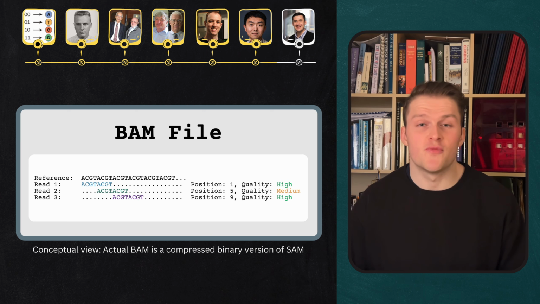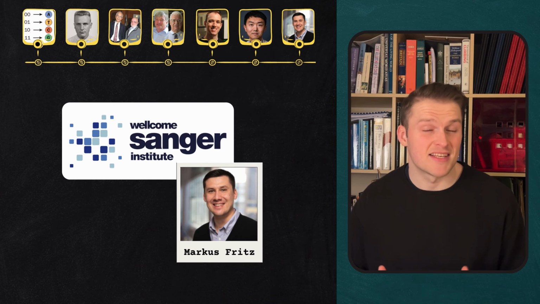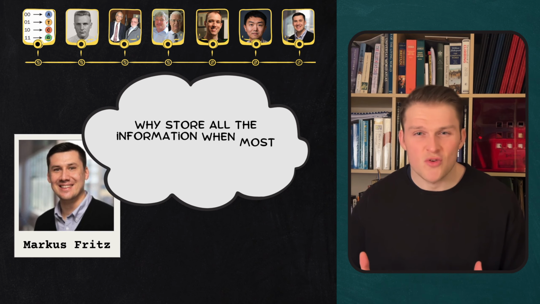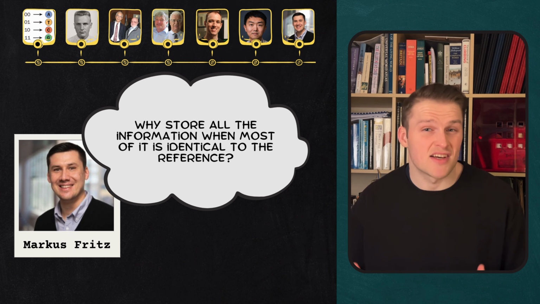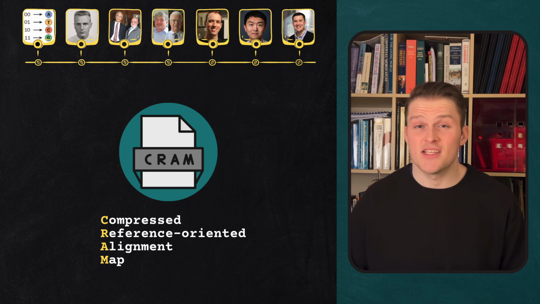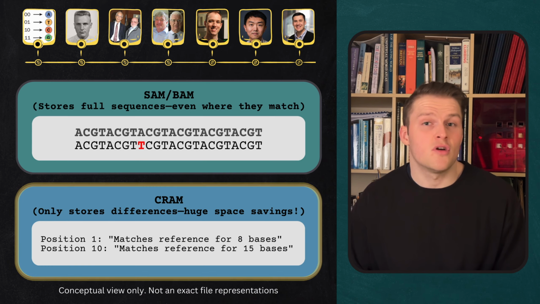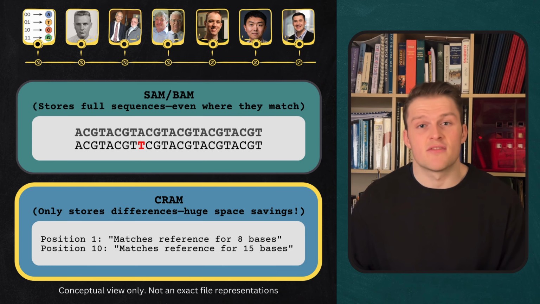BAM was a huge improvement, but Marcus Fritz and his team at the Sanger Institute had an even more radical idea. They asked, why store all the information when most of it is identical to the reference? This insight led to CRAM, Compressed Reference-Oriented Alignment Map. Instead of storing each read in full, CRAM primarily stores the differences from the reference genome.